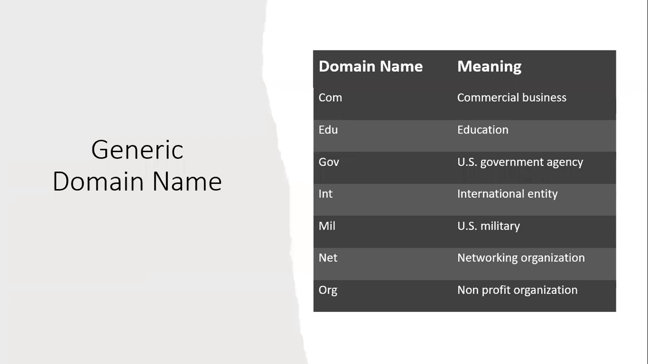So let's say a generic domain name. For the domain name, we have com. The meaning of that is commercial business. For the edu, we have education. We have gov, that is usually a government agency. Int, we have international entity, MIL, US military or military in another country. Net, networking organization or non-profit organization.